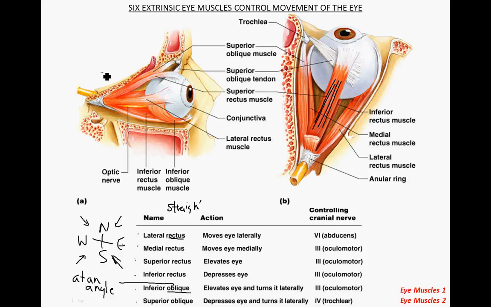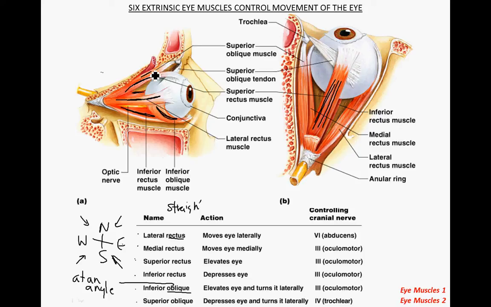So if you look at this image here, this is a lateral view of the eye. So this would be the lateral rectus. This would be the superior rectus. This would be the inferior rectus. The medial rectus is on the other side of the eye. And then this is the one that's coming at an angle. So this would be inferior oblique.